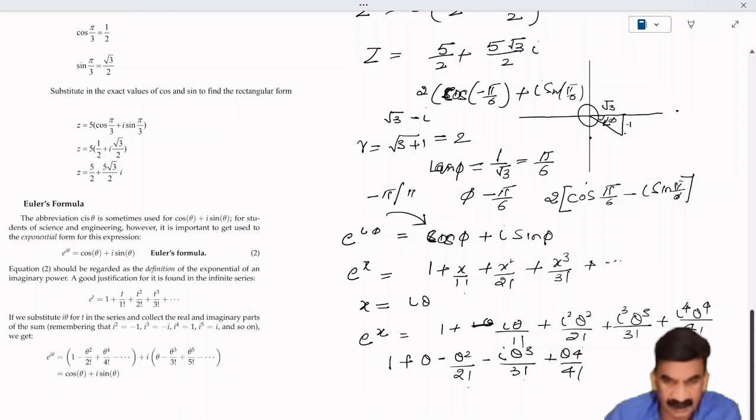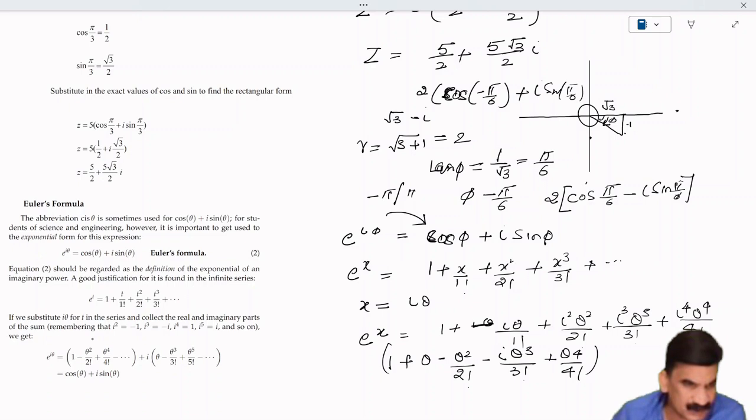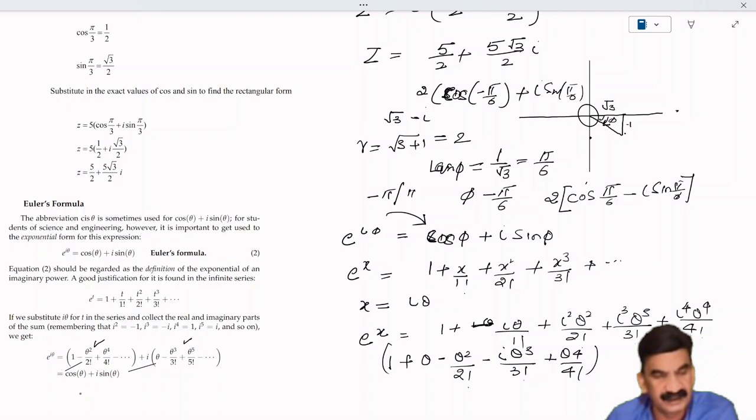I'm sure you'll find it boring at this point in time, but once you do Taylor series, Maclaurin series, you will understand. And then you can have the imaginary and real part separated. When you separate the real part, you get 1 minus theta squared by 2 factorial plus theta to the 4 by 4 factorial, and then these odd powers. This is the expansion of cos theta, and this is the expansion of sin theta. So therefore, you can write e to the i theta as cos theta plus i sin theta. This is called Euler's formula.